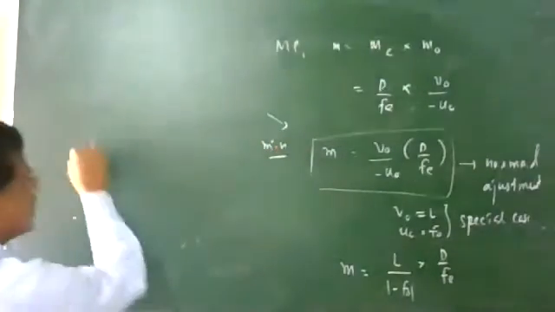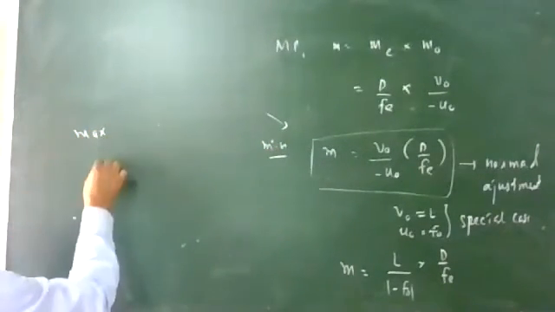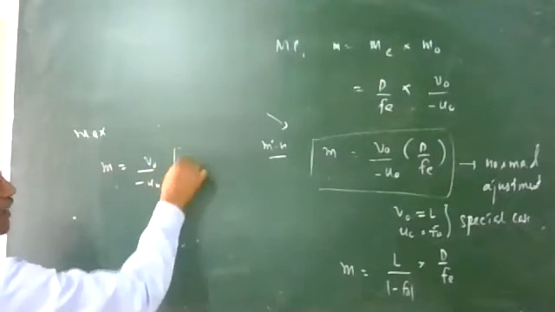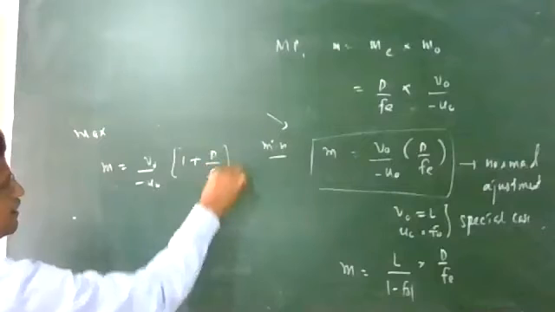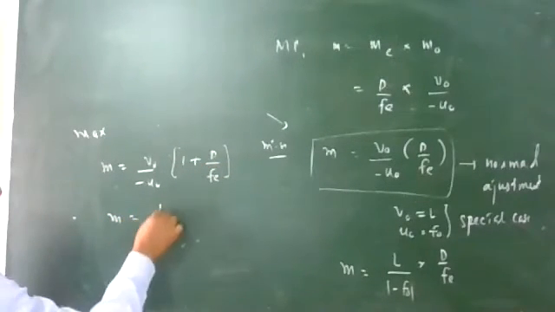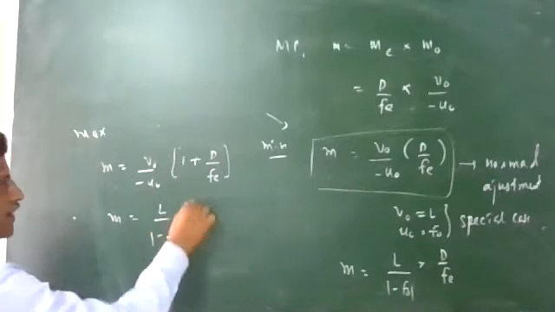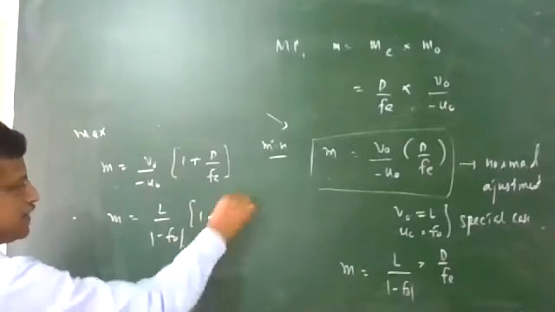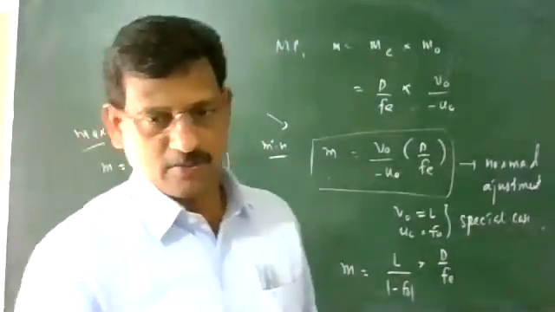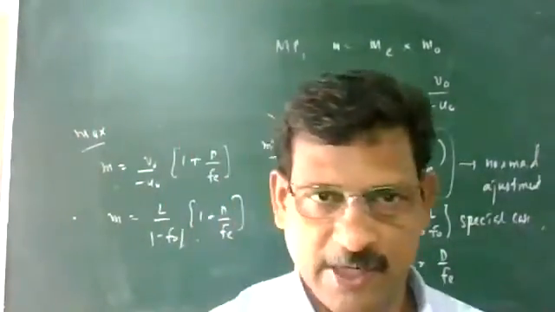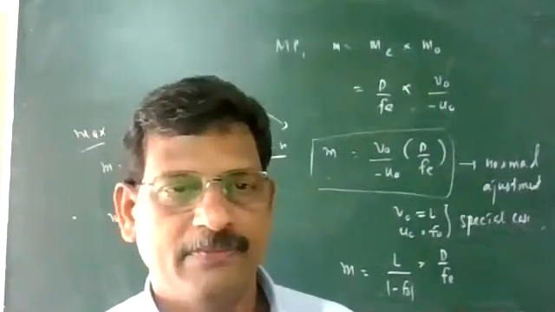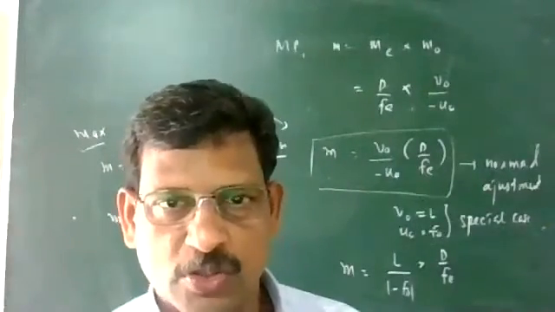And the maximum value is when the image is formed at the least distance of distinct vision: M equal to v naught by u naught into 1 plus D by f e. Yesterday we have seen this is equal to L divided by the magnitude of f naught, into 1 plus D by f e. This is the maximum value, and the other is the minimum value. So maximum values are always possible when the image is formed at the least distance of distinct vision, and minimum when it is at infinity. So this is compound microscope.